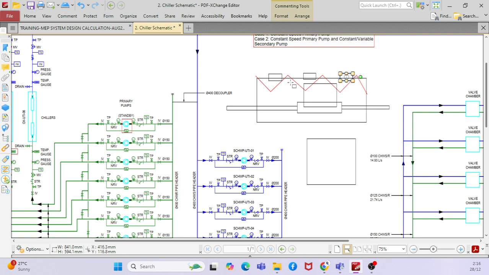When you have a water cooled chiller, instead of this one, you'll be having another set of a heat exchanger, okay.